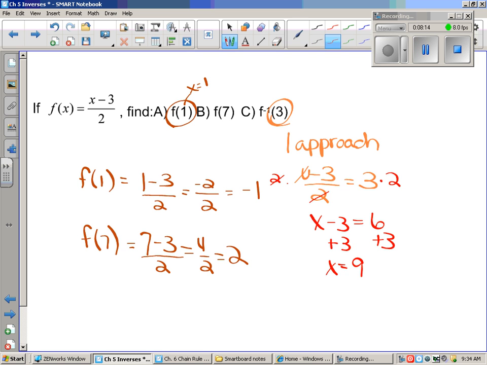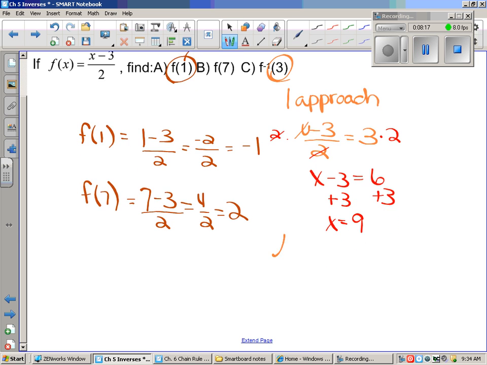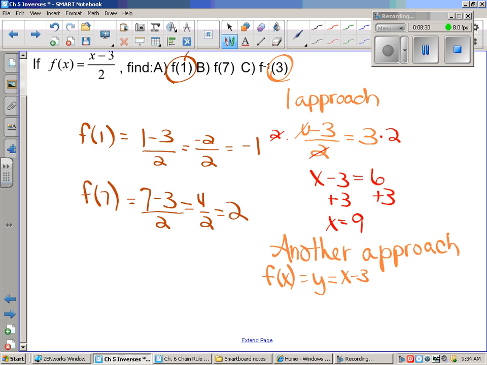Now let me show you another approach, okay? Another approach is we're going to find the inverse function. So we understand that f of x, or y, equals x minus 3 over 2. Second step is to do what? Switch the x and the y around. So I would have x equals y minus 3 over 2. Tell me, please, what's the first step you're going to do? No, we're going to multiply by 2. So I would have 2x equals, again, we multiply by 2, so that 2 would cancel out here. We'd have y minus 3 on this side.